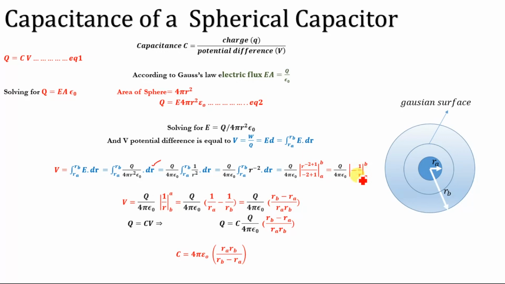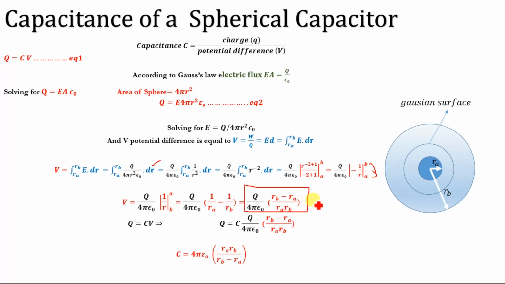Now here this is minus 1 over r. We can write it as 1 over r by just replacing b with a and a with b. So we will have V is equal to Q divided by 4 pi epsilon naught times 1 over r, with limits from a to b. Now we will substitute the values of limits that are Ra and Rb. So we will have 1 over Ra minus 1 over Rb. Now after taking LCM, we will have Rb minus Ra divided by Ra Rb. So this is the value of the potential difference V.